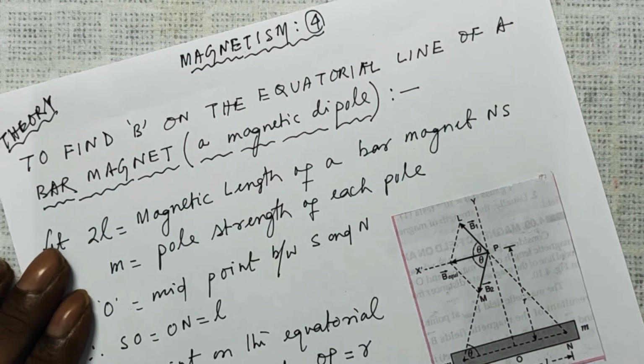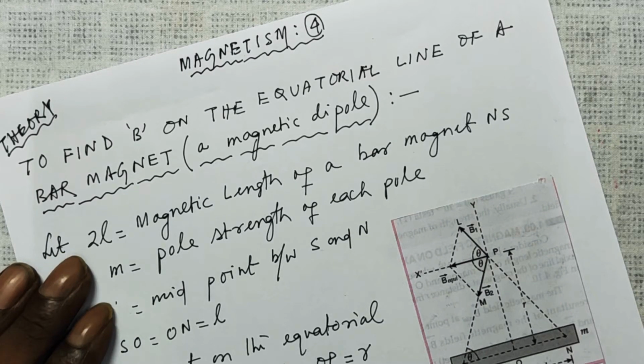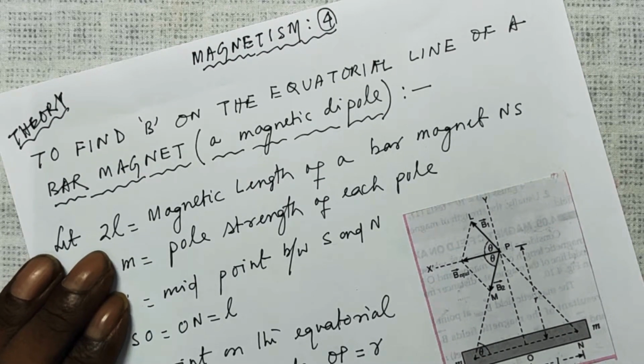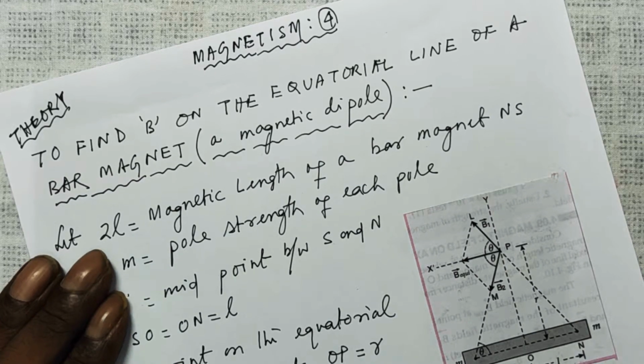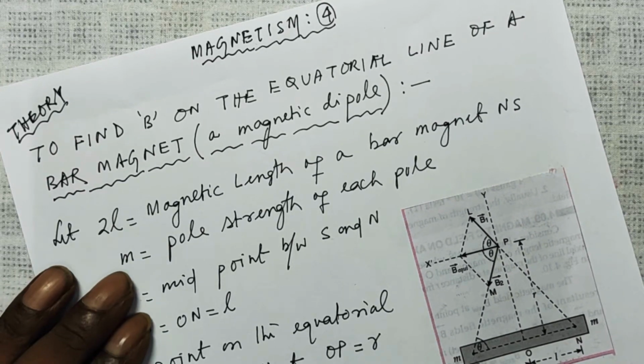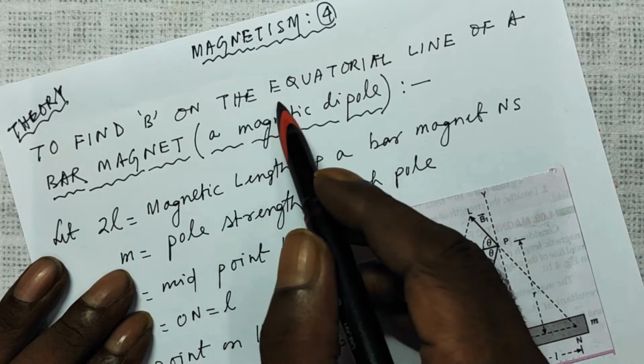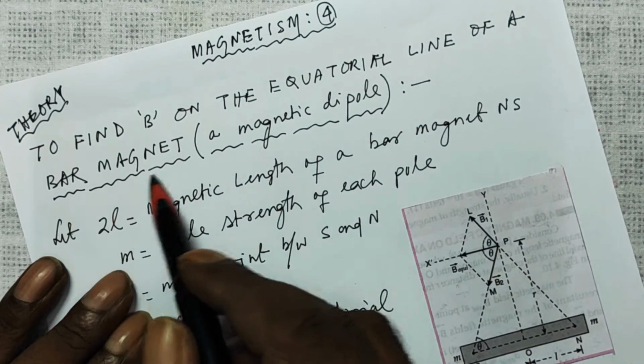OK dear students, now let's move to Magnetism, Magnets and Arts Magnetism, as it is given in your book. Lesson 4 is a small theory derivation, and what we'll be finding out is the magnetic field B on the equatorial line of a bar magnet.